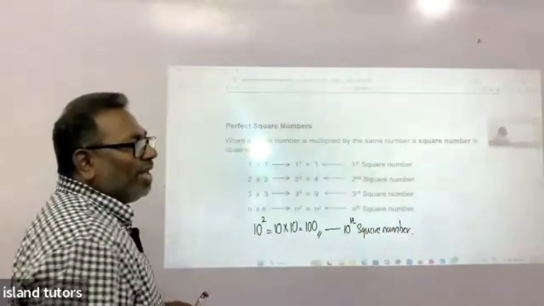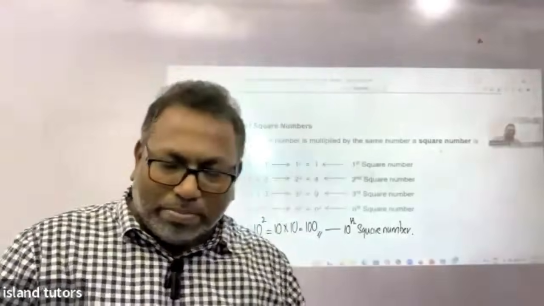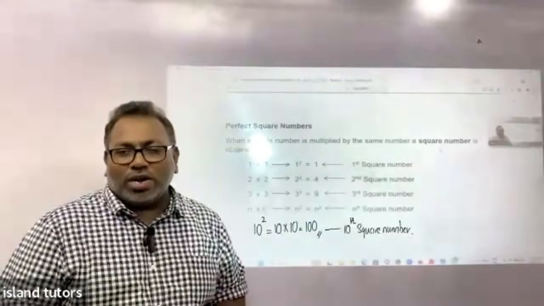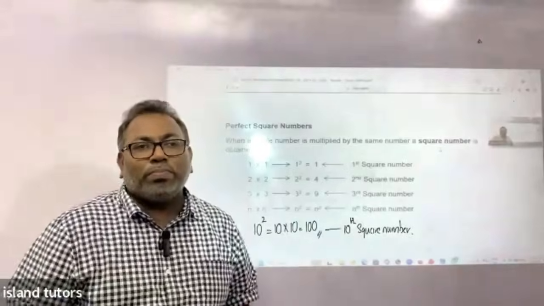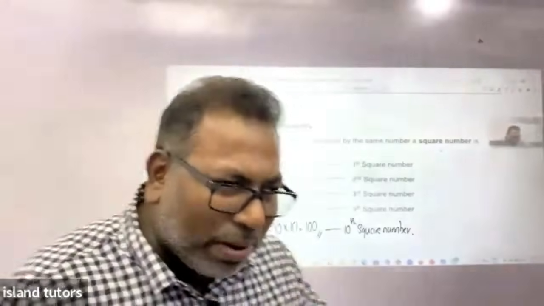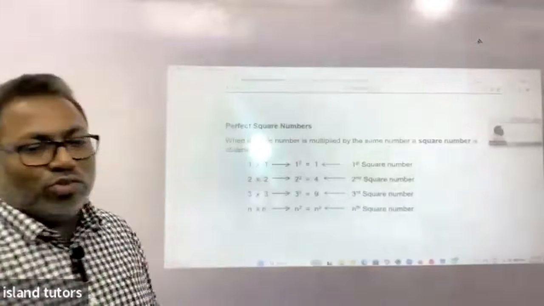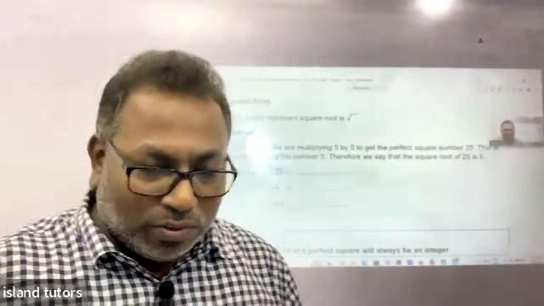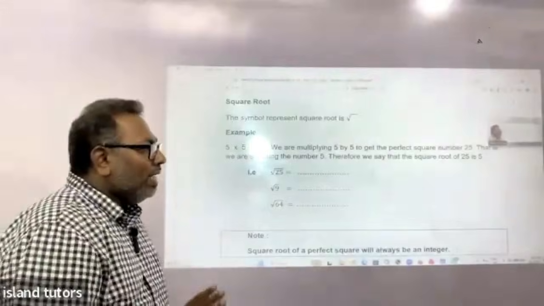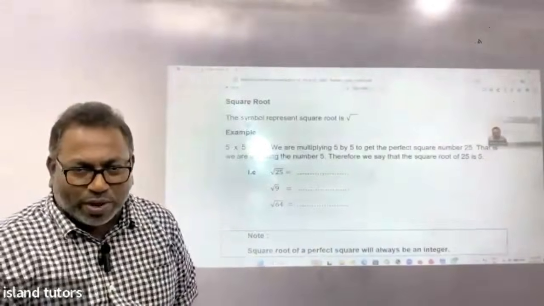So perfect squares are easy. Why? You have your whole number, you're multiplying a whole number by itself, and you get your perfect square number, which is quite easy. You can do that because you know it's multiplying a whole number by itself. But the problem starts when you don't have a perfect square number. But we'll look at that a little later. Square roots. What is a square root?